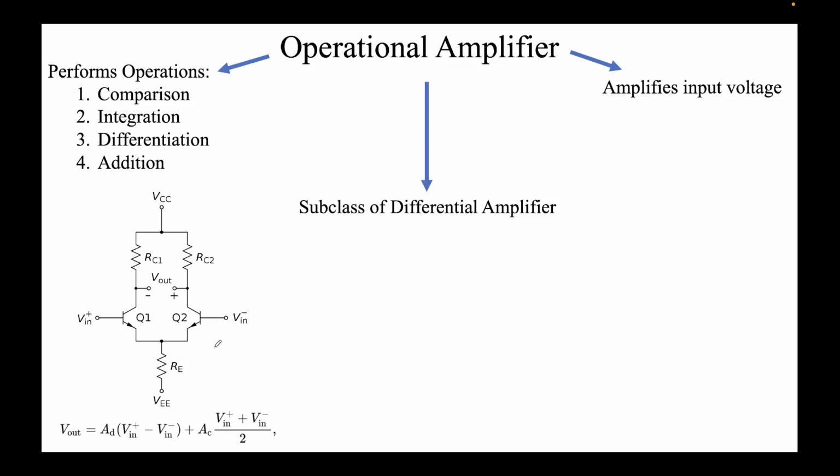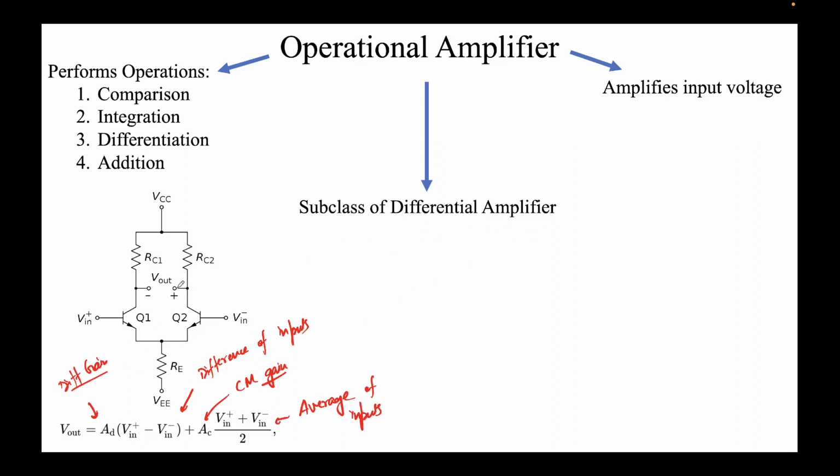So in the first term, this is the difference of inputs. Here, it's the average of inputs. What are AD and AC? AD is called the differential gain, and AC is called the common mode gain. These are a few different terms, but I told you it's a subclass of differential amplifier.